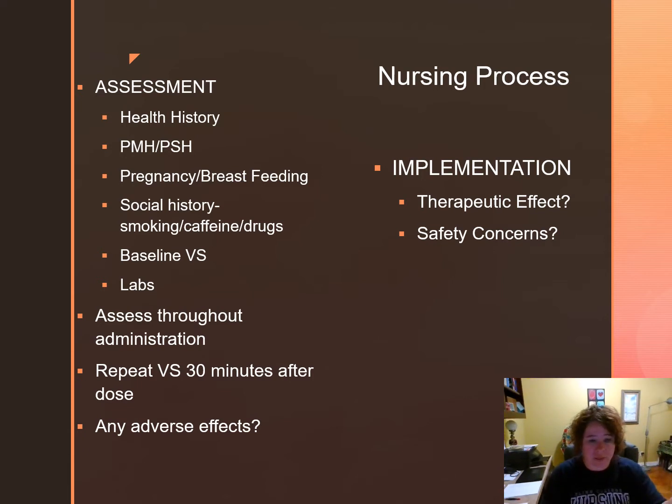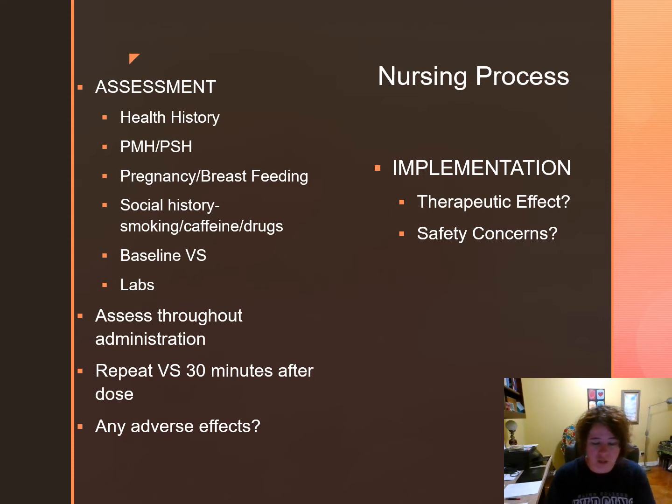I'm going to repeat my vital signs somewhere between 30 minutes to 1 hour after I've given the dose. Again, checking on this patient, like, how are you feeling? Is this working? Are we having any change? If they were hypotensive and tachycardic, I might check their vital signs more frequently. Are we having any kind of adverse effects? Okay, any confusion, numbness, tingling, heavy sedation, anything that I didn't think was going to happen. And again, looking at that therapeutic effect, am I getting what I thought I was going to get when I gave that medication? And then there's always safety concerns.